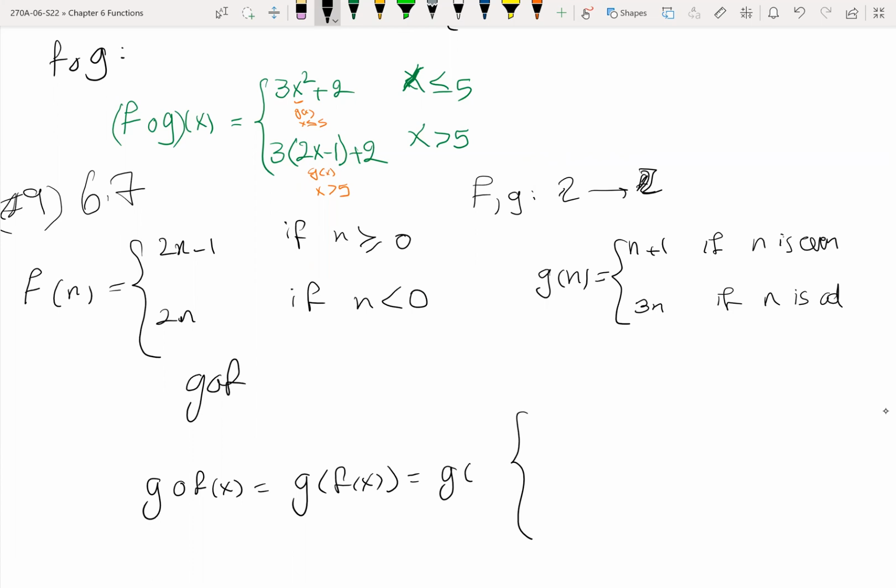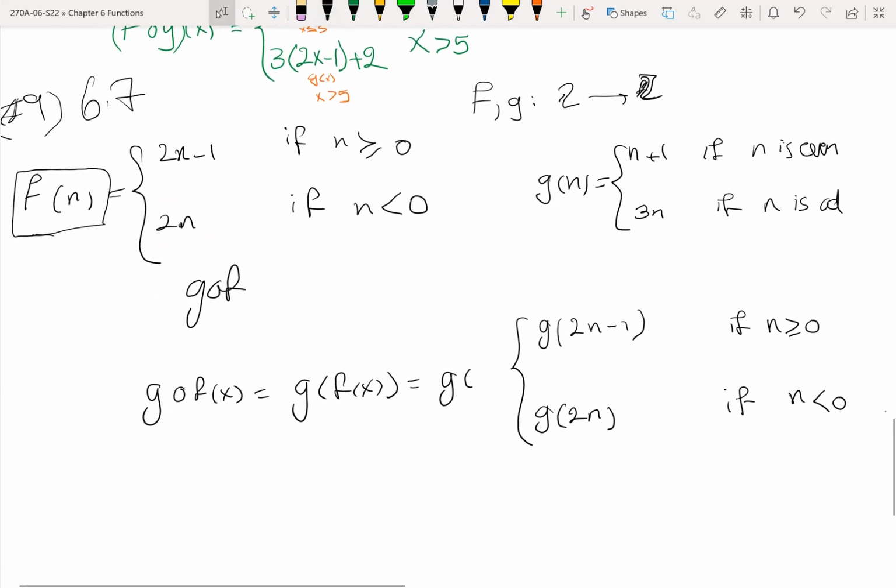So if you plug in f, you have 2 cases. You can either have g plug in 2n minus 1, or you can have g plug in 2n, depending on whether n is greater than or equal to 0, or n is less than 0. Is this okay? Do you agree by now?